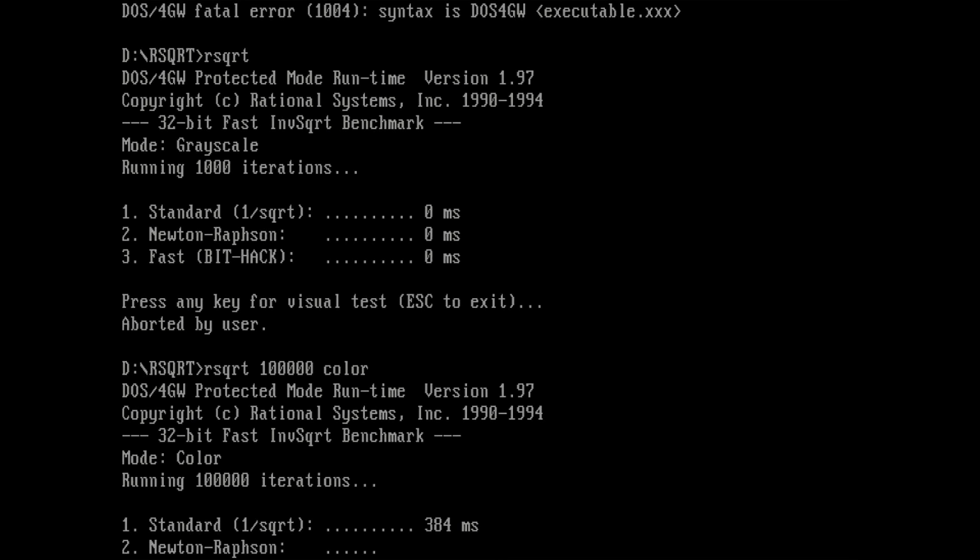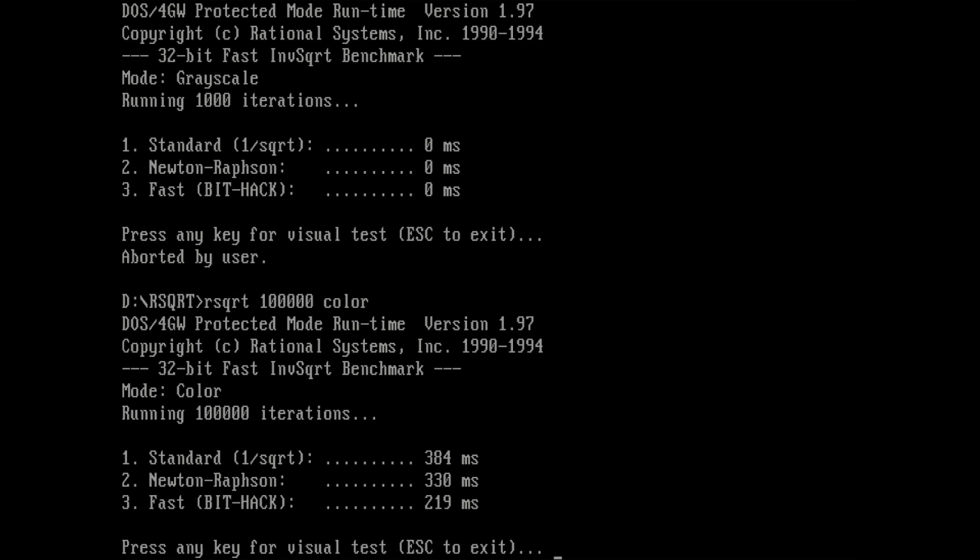Okay, so we have 384 milliseconds for the standard. Oh, and you see the Quake 3 Arena version now is faster than the standard math. So we got it now down to 330 milliseconds. The fastest is still the one that has our highest error, the one without the Newton refinement.